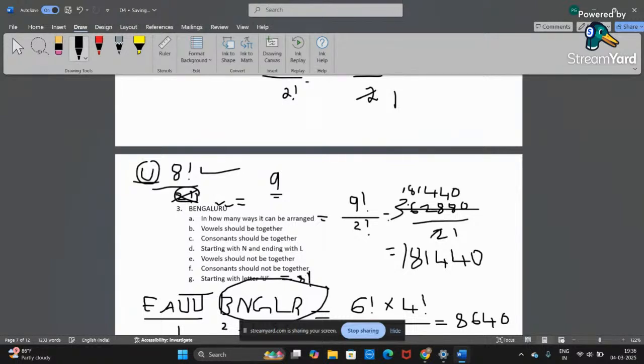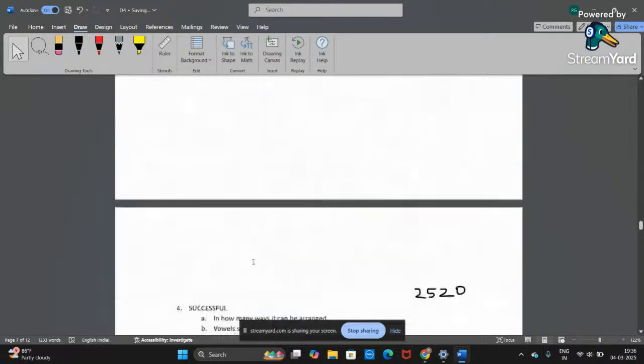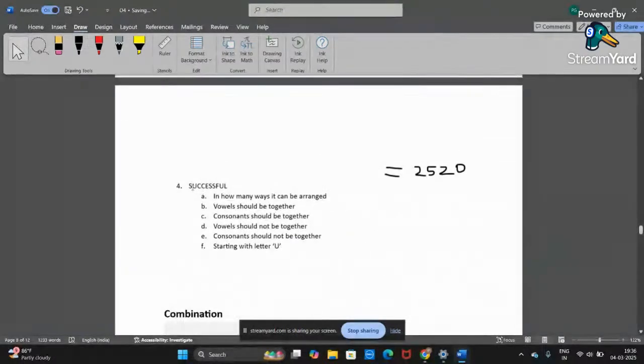What is the value of 8 factorial? It is 40320, right? This is the answer for this one. Okay. Same way, find the answer for the word successful.